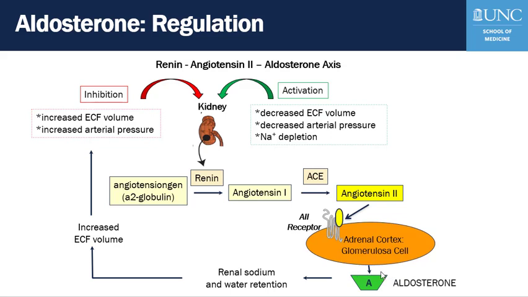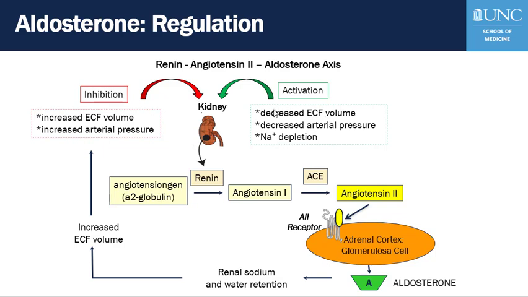So aldosterone, as we already saw, leads to renal sodium reabsorption or retention, and water follows so that both sodium and water are retained in the presence of aldosterone production. This process ultimately increases extracellular fluid volume, and it follows then that aldosterone would be inhibited and activated by factors related to fluid and salt. So inhibiting factors include increased extracellular fluid volume and increased arterial pressure. Both of these factors will decrease renin production from the kidney and thereby decrease aldosterone.